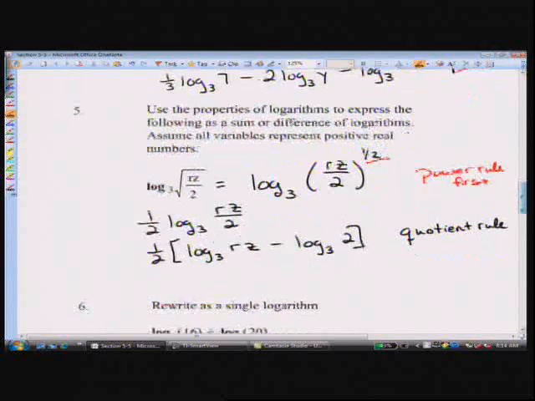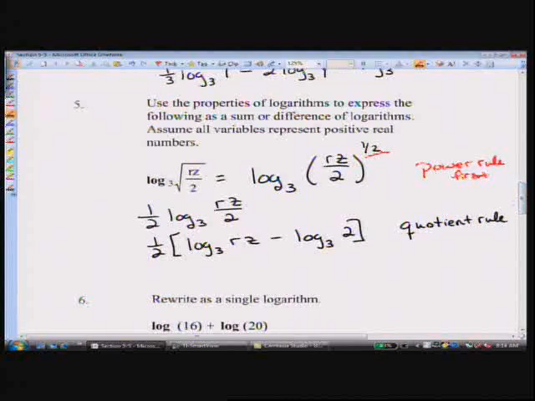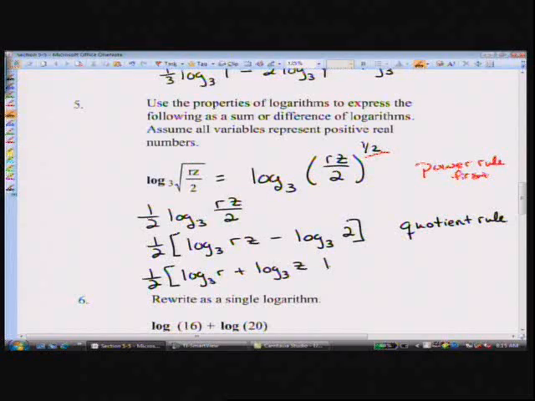And then this 1/2 tags along, and I can use the product rule right here. So this is log base 3 r plus log base 3 z minus log base 3 2. And that is the product rule.